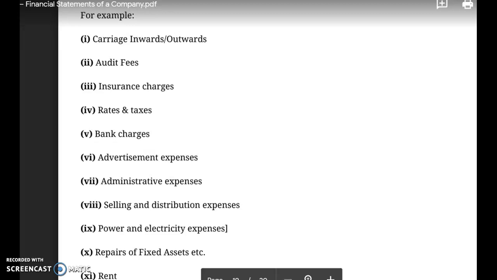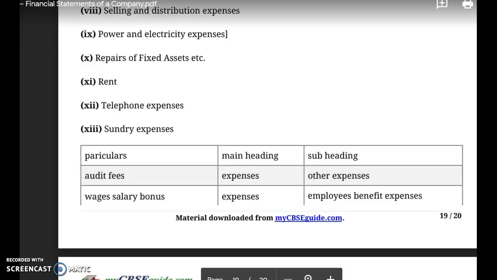Let's discuss some of the items and their presentation in the statement of profit and loss. See here, first item is given carriage inwards and carriage outward. Next item is given audit fees. Now how will these be depicted? See here, main heading for audit fees will be the expenses and subheading will be the other expenses.